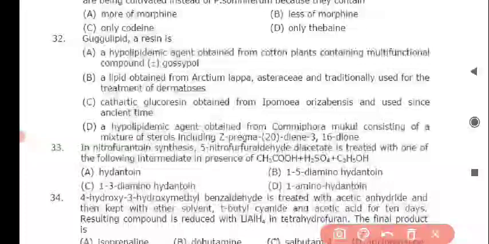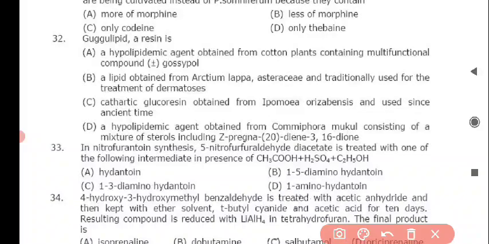Next question is Guggul resin is, and the correct answer is option D, a hypolipidemic agent obtained from Commiphora mukul consisting of a mixture of sterols including Z-pregna-4,17(20)-diene-3,16-dione.